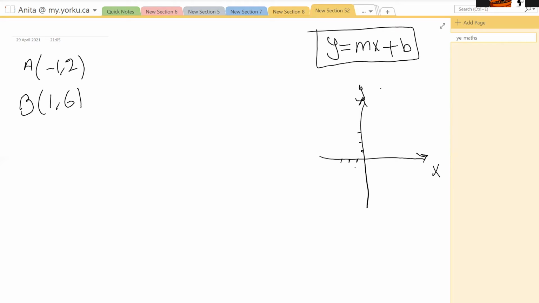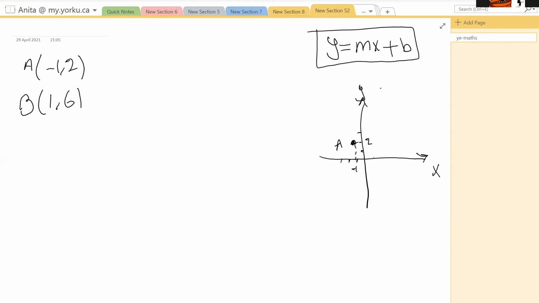-1 and 2. Mm-hmm. X is -1. So basically this is the x, right? Yeah. And 2 goes 2 units up. Am I right? Yeah. You're right. So here is the point. And this is called point A. Agree? I agree. Very good.